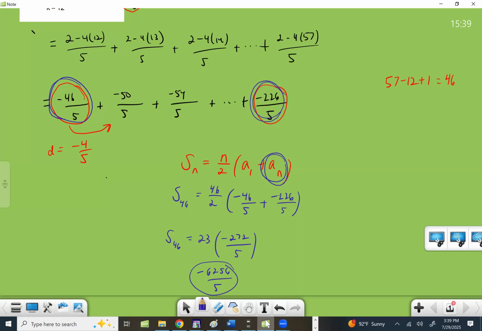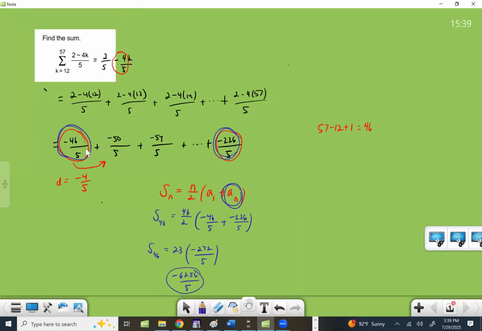Okay. It's kind of weird because we're finding the 46th term, but I could see how somebody could get weirded out by the fact that plugging 12 in is your a sub 1, and plugging 57 in is my 46th term. Think of it as the first term plus the last term. Don't even worry about these subscripts. Whatever I put in for my first term and whatever I put for my last term. We get those by plugging in the lower limit and the upper limit.